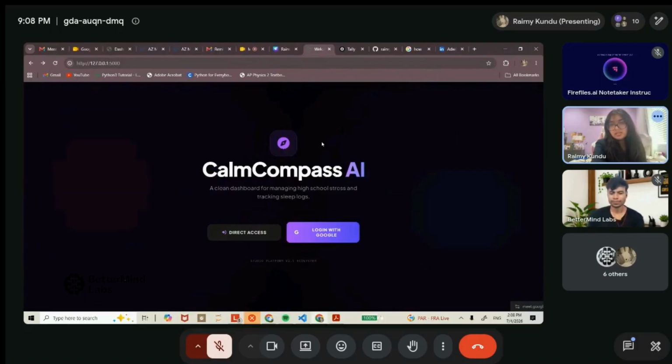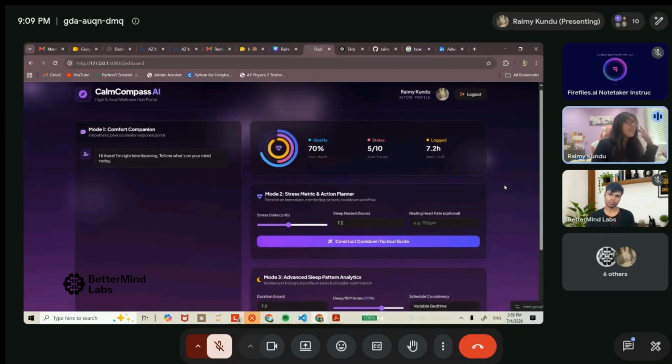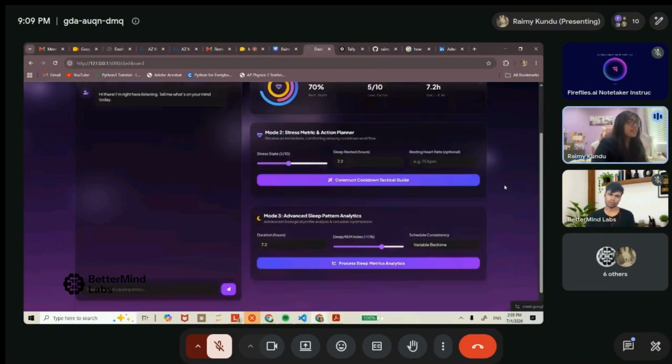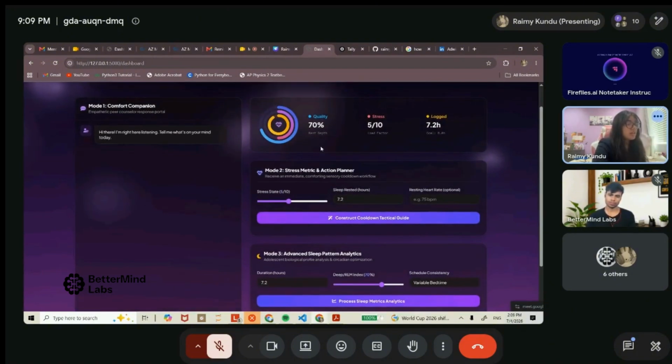Yeah, okay. So this is my actual application, Comm Compass AI. As you can see, there's two different ways to access this. You can either log in through Google and have your data saved and you're signed in, or you can have direct access. For now, I will just do direct access. Okay, so our application is split between left and right, the left side being the chatbot companion and the right side being the data that you can input into the system.